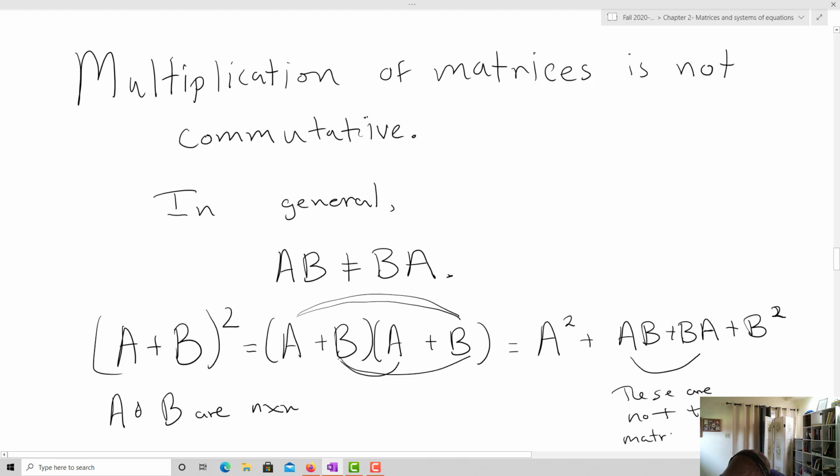So they are not 2AB or not 2BA. Okay? They're literally AB plus BA. You've got to actually keep it exactly like that. Right? We cannot change that up.